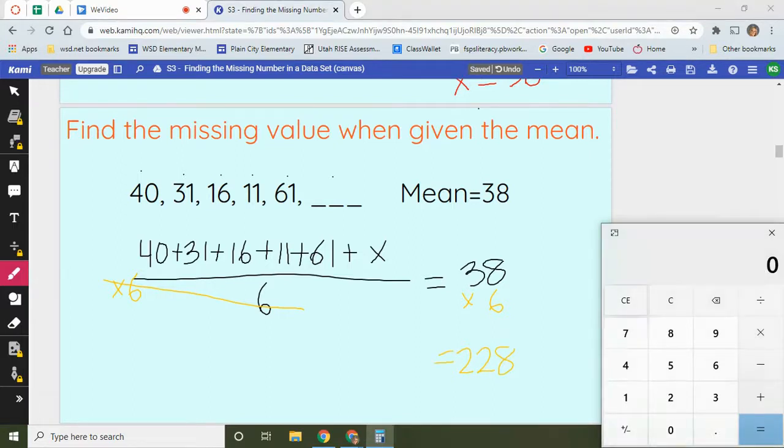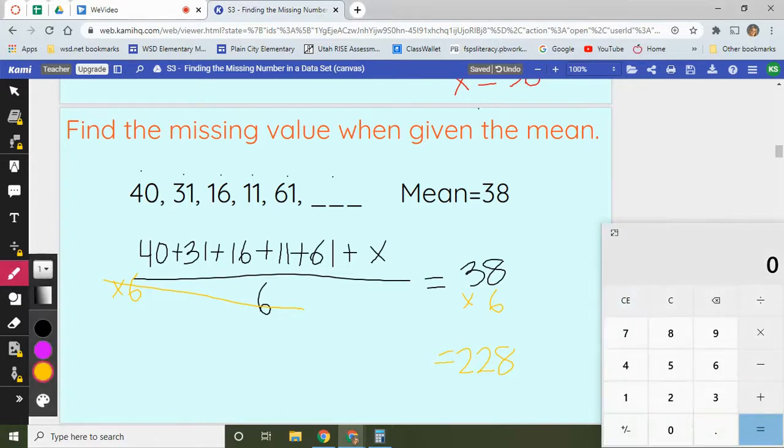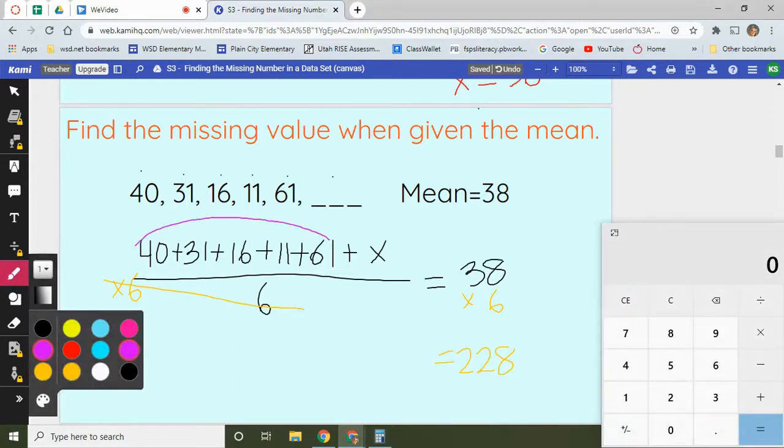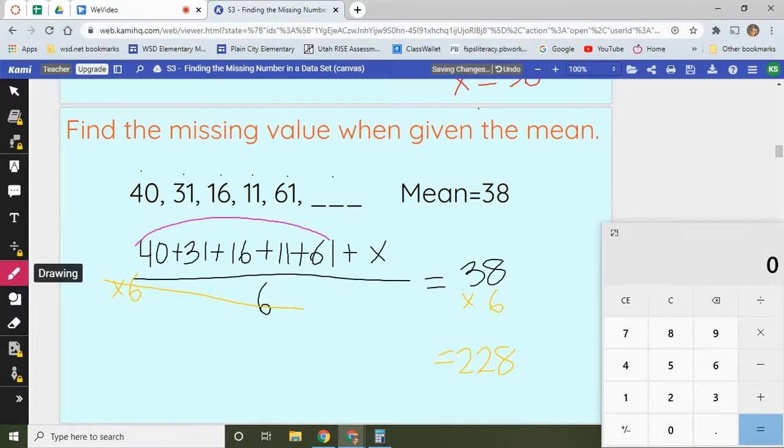Now we need to add up all the numbers that are right here. I call it cleaning it up, right? We're cleaning up this expression on this side. So 40 plus 31 plus 16 plus 11 plus 61 gets us 159 plus, we still have that x.